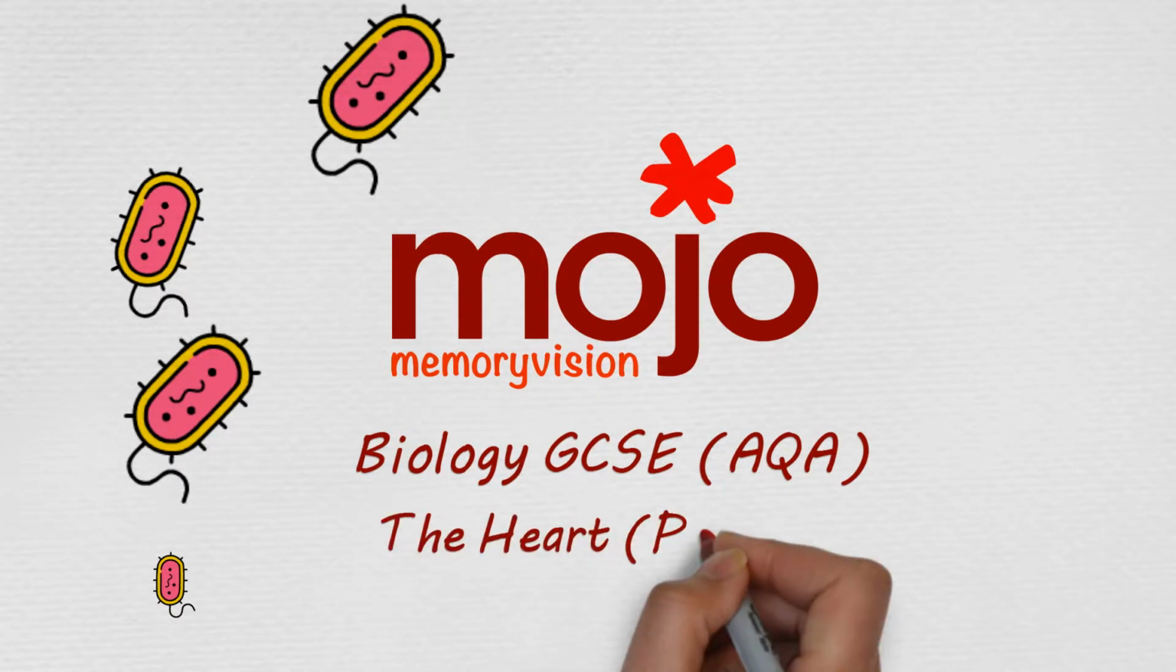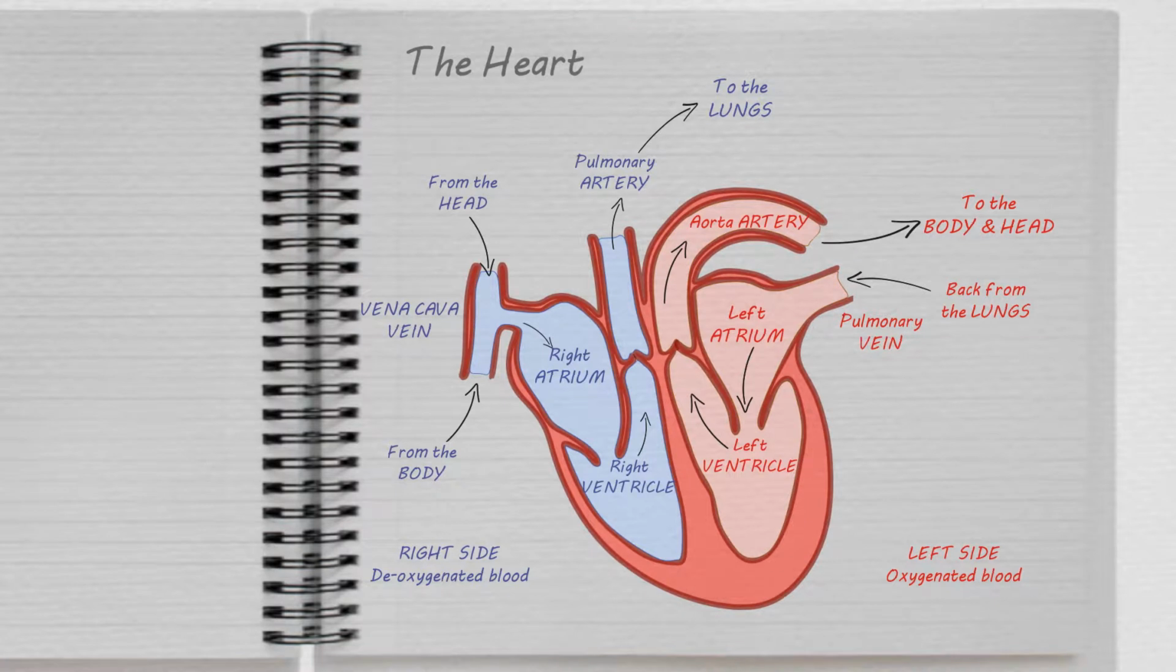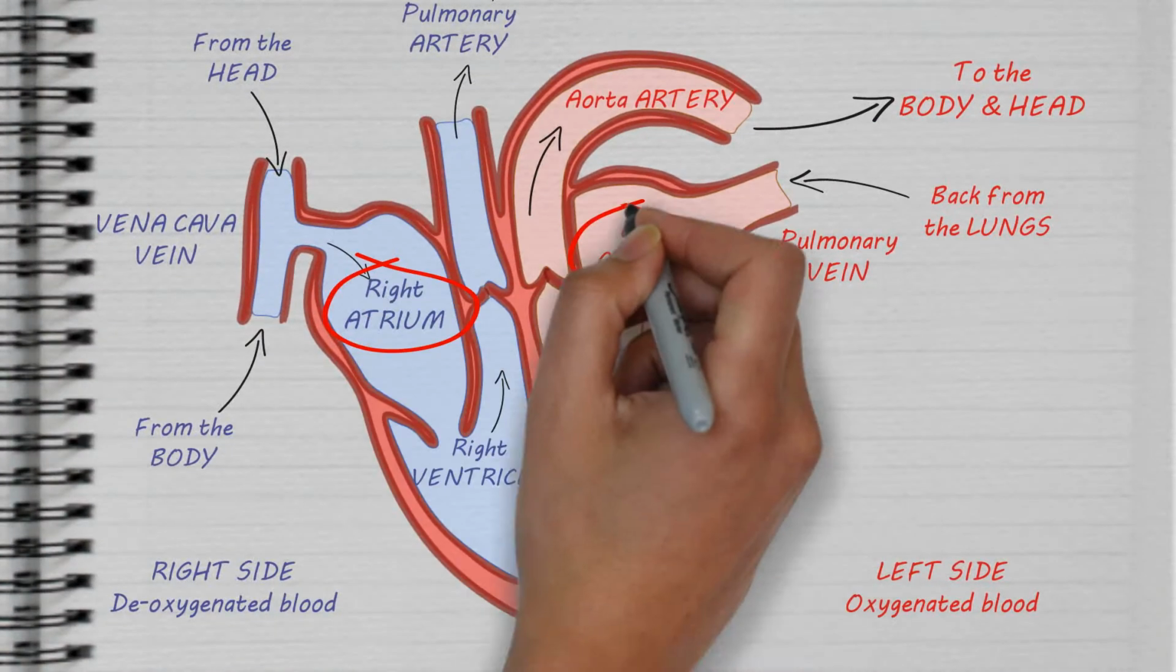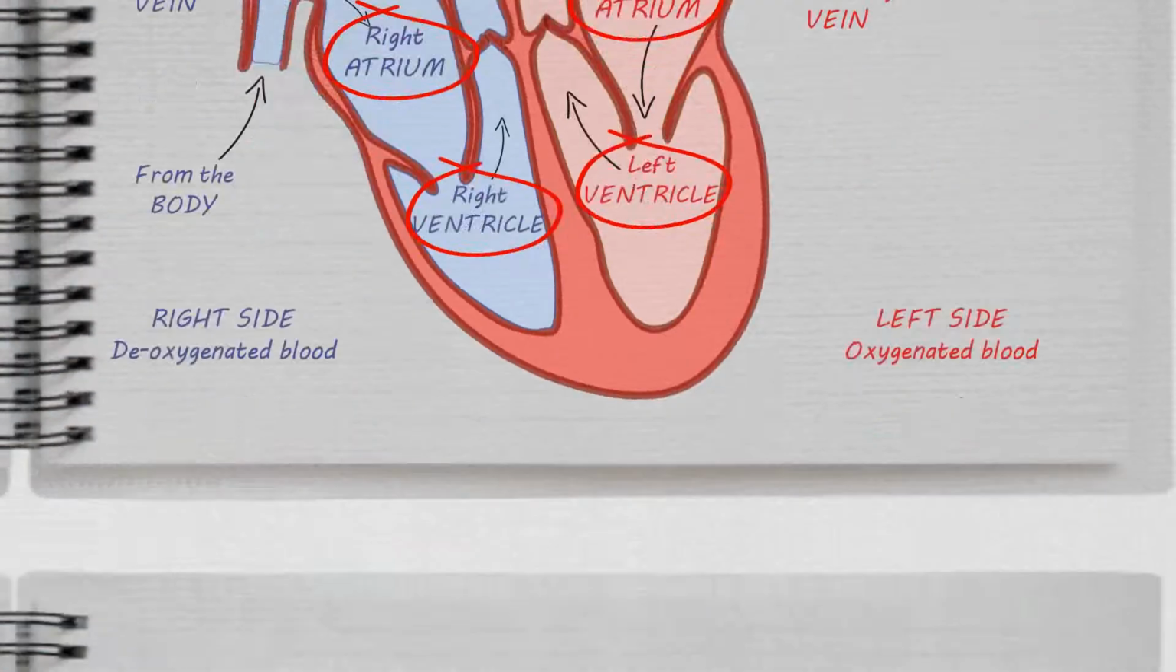Time for another video on the heart. You need to know everything on this diagram, the names of the parts and the way that blood flows through them. So let's start with a way to remember the chambers of the heart, the atria and the ventricles. Note, atria is the plural form of the word atrium.